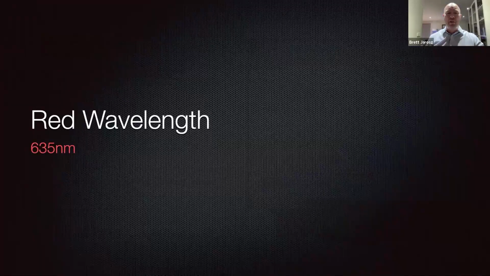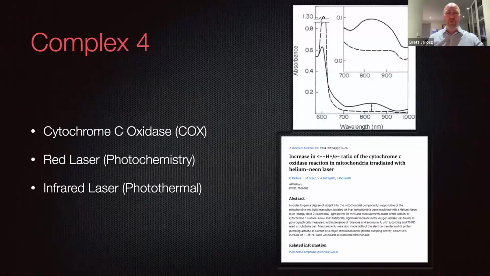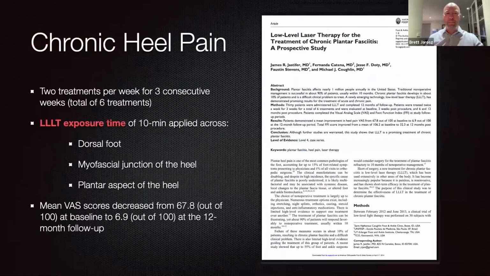So the red wavelength that's in with the Oconia laser, 635 nanometers, as we've mentioned before, targets cytochrome C oxidase. If we're using a red colored laser, it's photochemistry. If we're using infrared, it's that photothermal mechanical effect. So Oconia lasers have done chronic heel pain studies, 2 treatments per week for 3 weeks, so 6 total treatments, just 10 minutes applied, as you can see, to those areas of the foot, and obviously decreased the score from basically a 7 out of 10, or nearly 70% at baseline, to a 7 out of 100 at the 12-month follow-up with just the exposure to the red colored light.